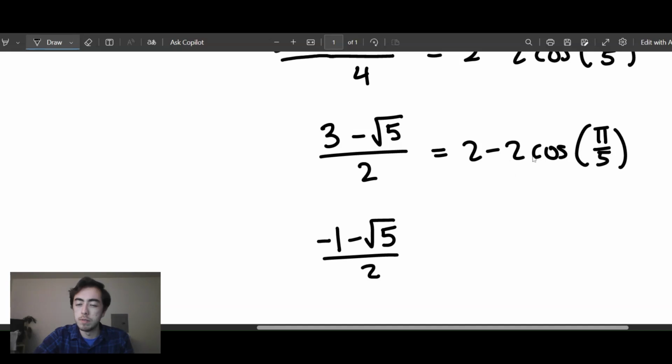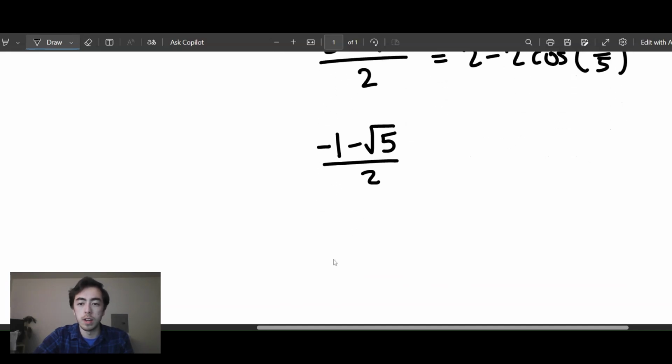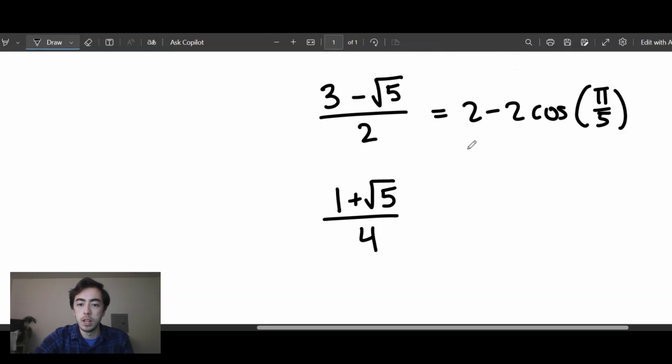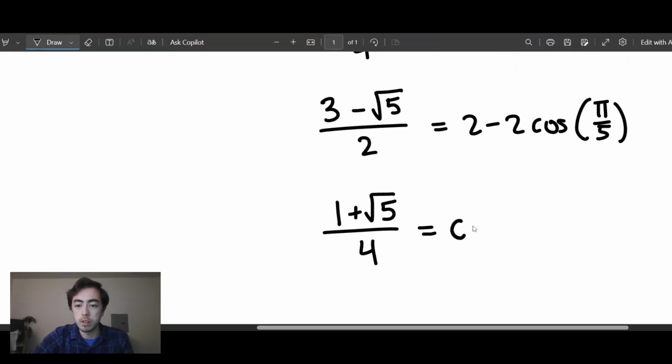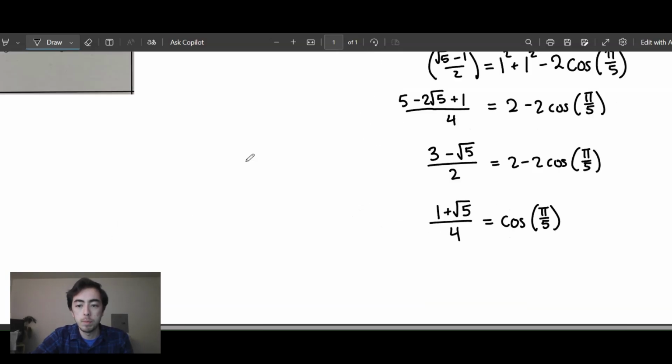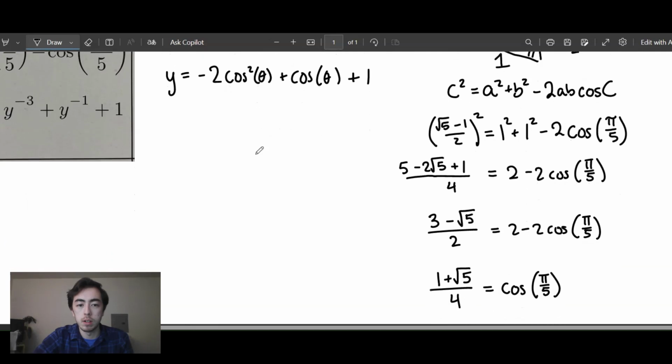And then dividing both sides by this negative 2 now, dividing by 2 would look like maybe multiplying the denominator by 4. And then the negative will negate one side, either the top or bottom. And so this is my value for cosine of pi over 5. Cool. Let's bring that back up to here.